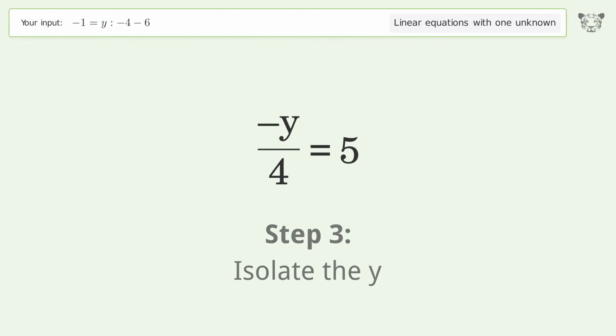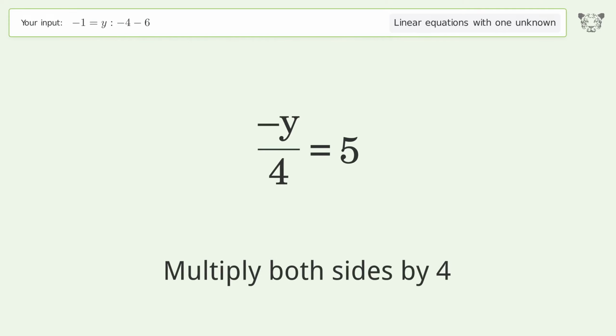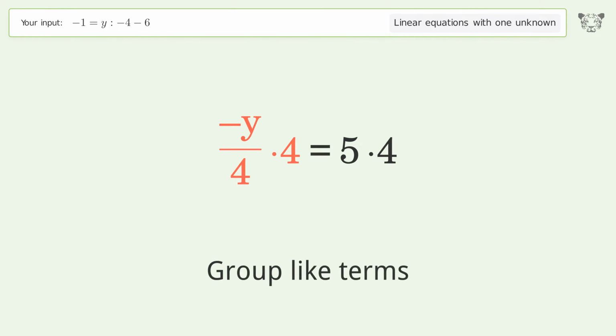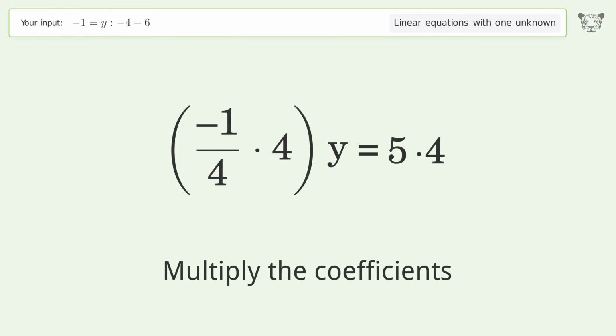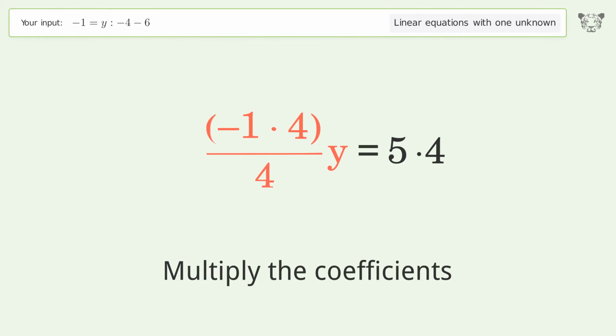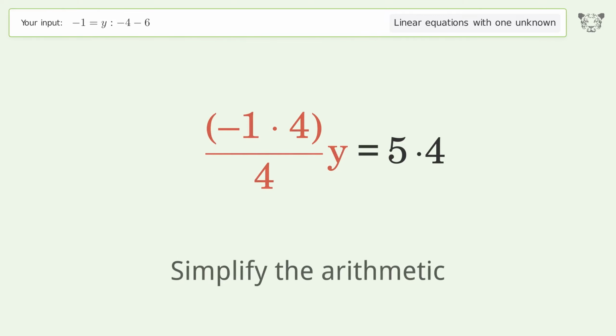Isolate the y. Multiply both sides by 4. Group like terms. Multiply the coefficients. Simplify the arithmetic.